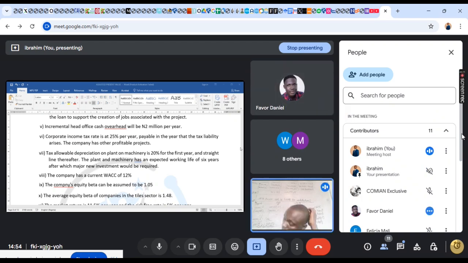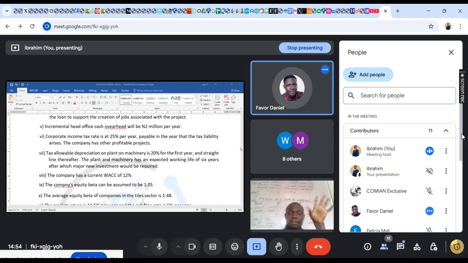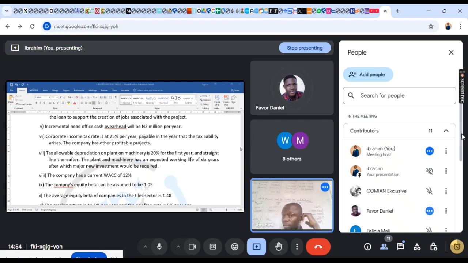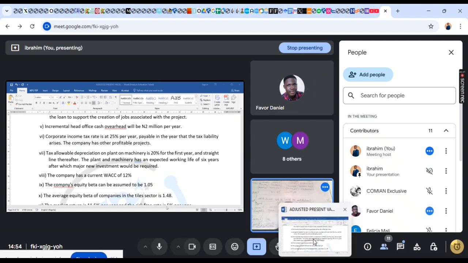Right. So the first thing we're going to do is first draft the revised financial analysis. Then we do the base case NPV. Then we do the adjusted present value. Yes. The whole thing is to calculate the adjusted present value. Check the required now.